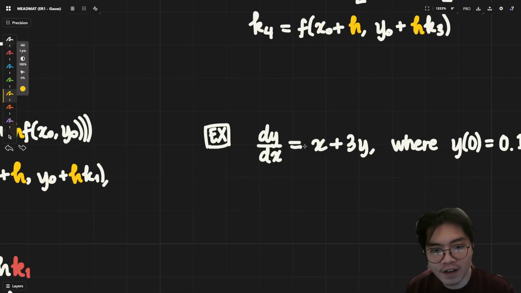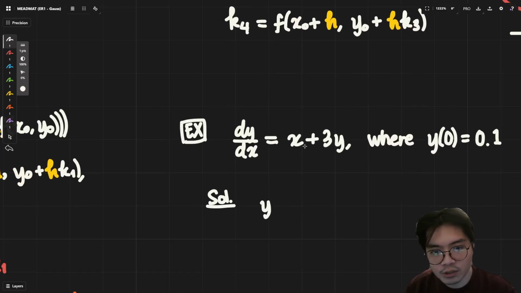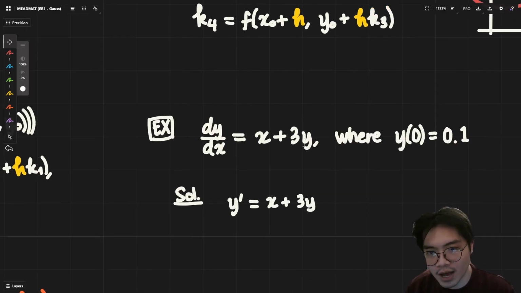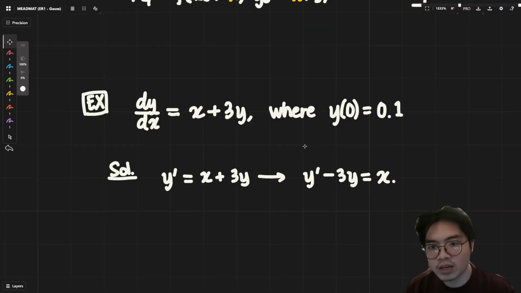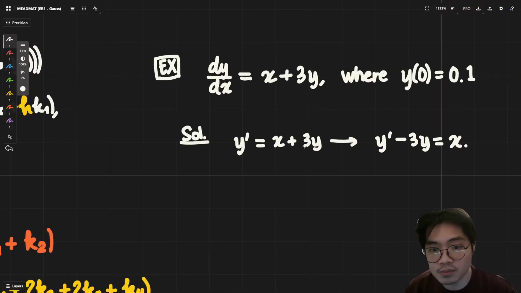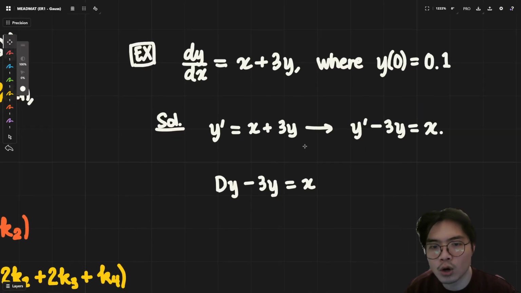What we're going to do is first find out what the analytical solution is going to be. We will express this as y prime is equal to x plus 3y. Notice that now I can do y prime minus 3y is equal to x. What we can do now is express this in terms of the differential operator. You'll have Dy minus 3y is equal to x.